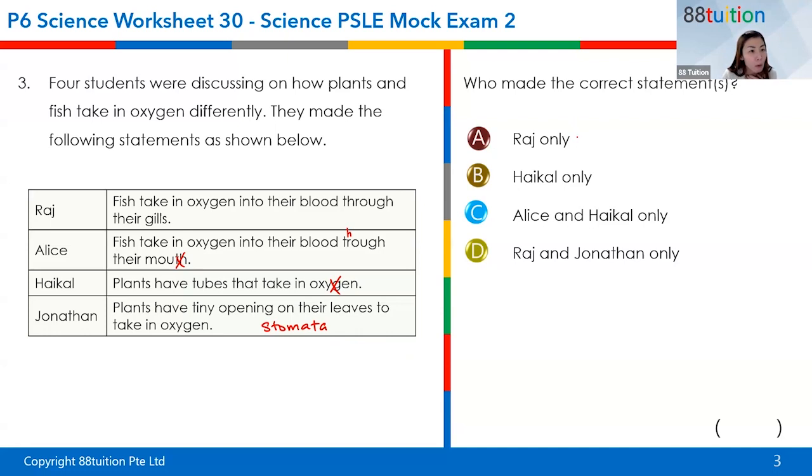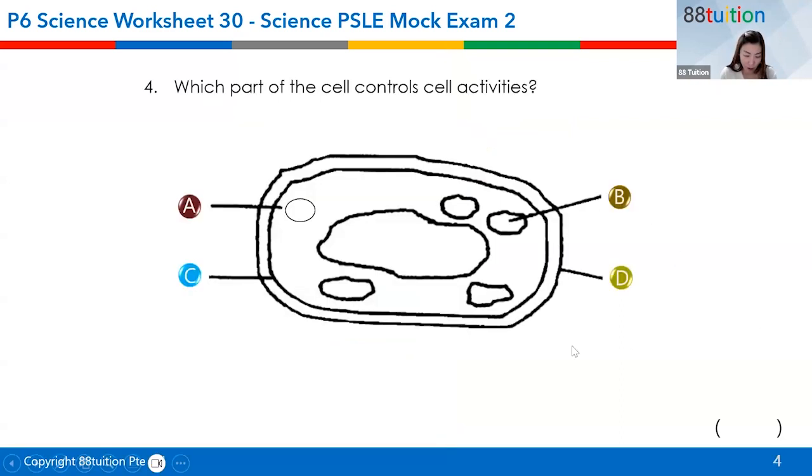Because you all read too fast. You all read so fast. Oh, Raj, correct. This is the case of people rushing through their work. Answer is D. Raj and Jonathan. Right. So let's go on to question 4. First thing, tell me A, B, C, D. Name the parts. Quickly, let me see.